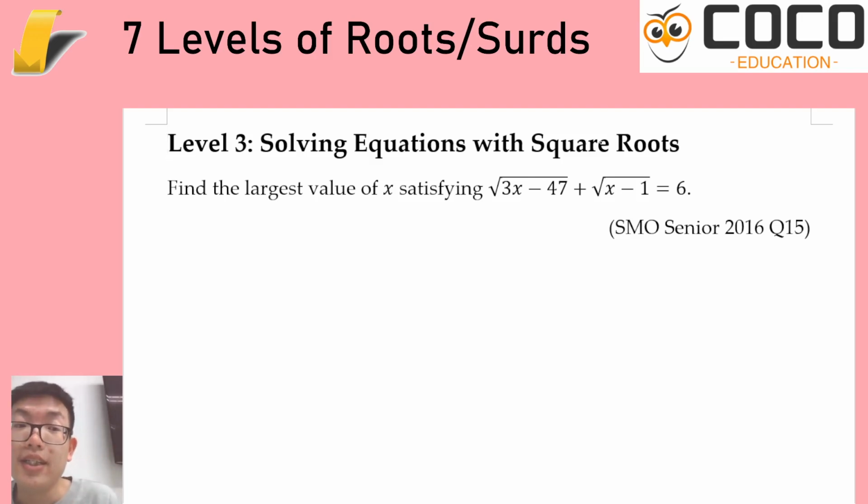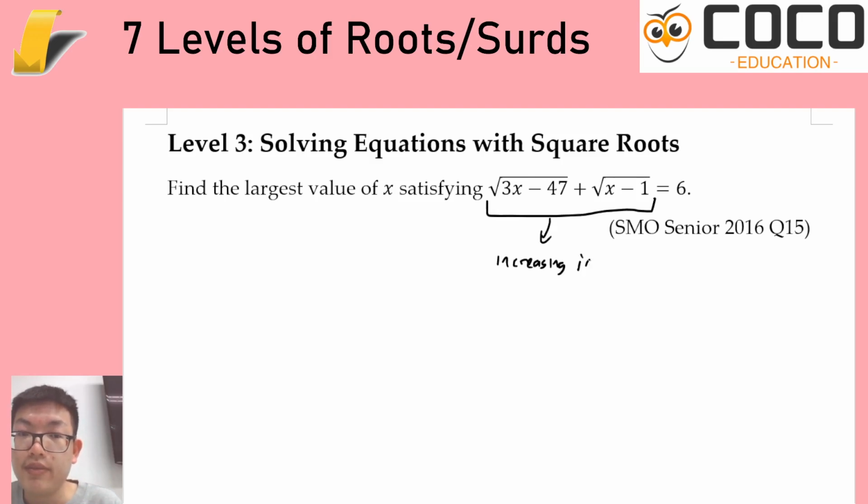And here, the thing that you can look out for is that this is an increasing function in x. Meaning that if it's increasing in x, as x gets bigger, the left-hand side gets bigger, there should only be one solution. There will not be more than one solution, and so all you need to do is to guess.